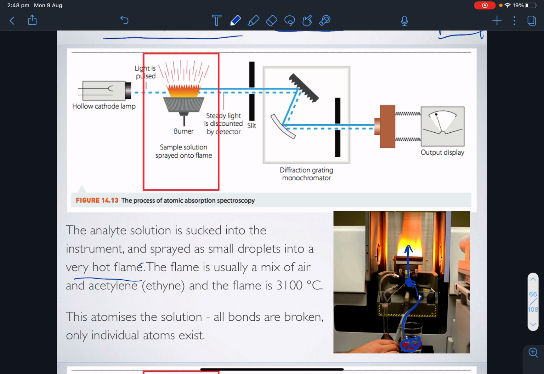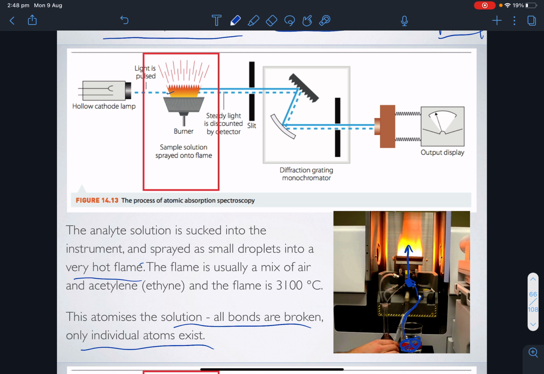So it atomizes everything. It breaks all the chemical bonds in whatever you're putting in it and makes your sample and what's coming through into individual atoms. It's that hot, okay? So it overcomes all bonds. Oh, look, that's just what it says here. So only individual atoms are traveling through that flame, okay?